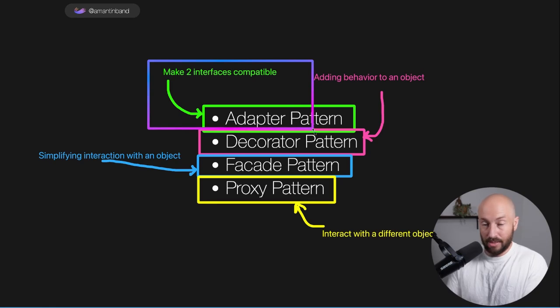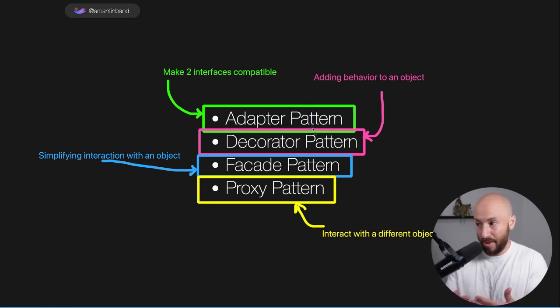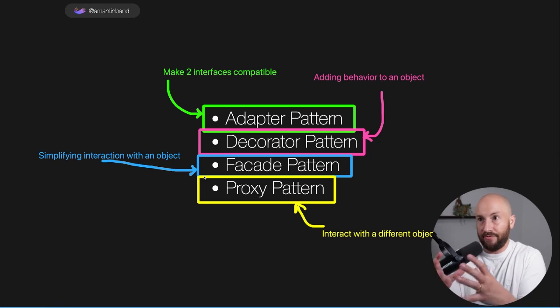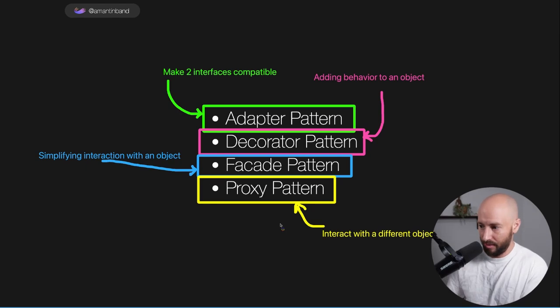So again, adapter pattern is about making two incompatible interfaces compatible. The decorator pattern is about adding behavior on top of an existing object without touching that object. The facade pattern is about taking a complex system or a framework or a bunch of classes or just one very complex object and simplifying the interaction with that entire part of the system by creating a facade and interacting with the facade, and that facade goes ahead and interacts with the complex system. Finally, the proxy pattern allows you to distance yourself from the underlying object that you want to interact with by interacting with a proxy and letting the proxy manage the interaction with the underlying object.